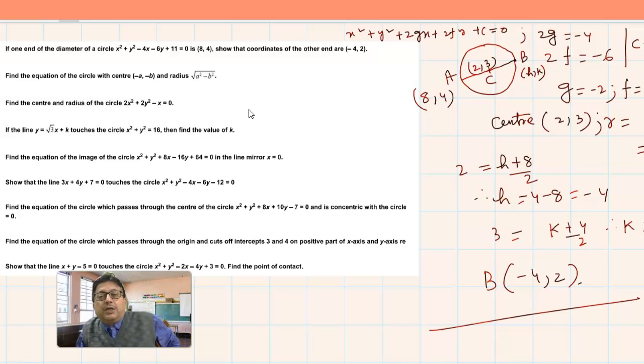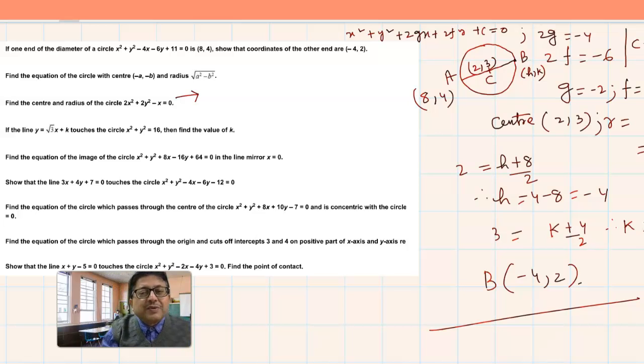Alright. So if one extremity is known, the other extremity can be determined. For this one, how do we find the center and radius? We will use the general equation of the circle. The way we did the previous one, we compared and found g and f. From there, by using the midpoint formula, we got the other extremity. How to get the center and radius for this circle?